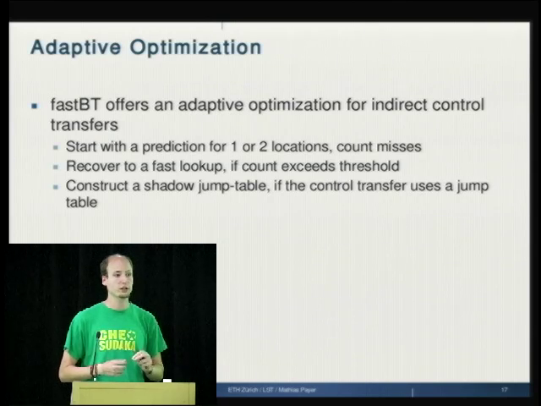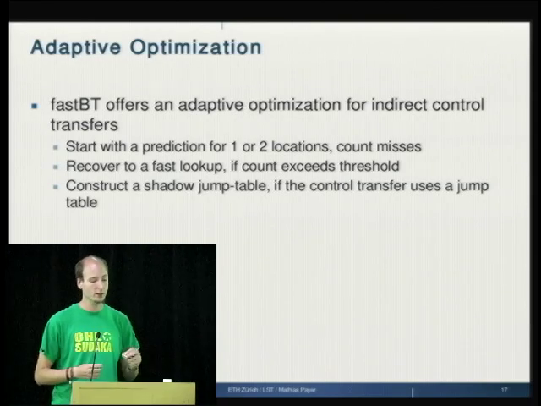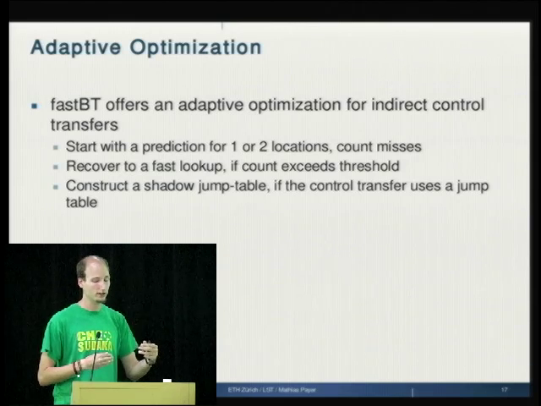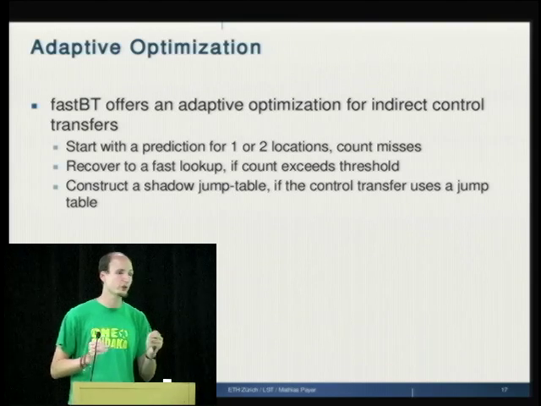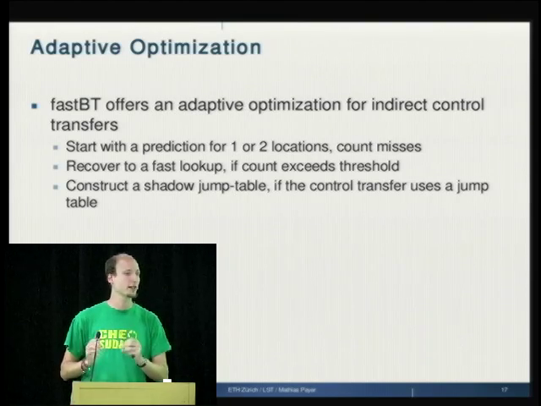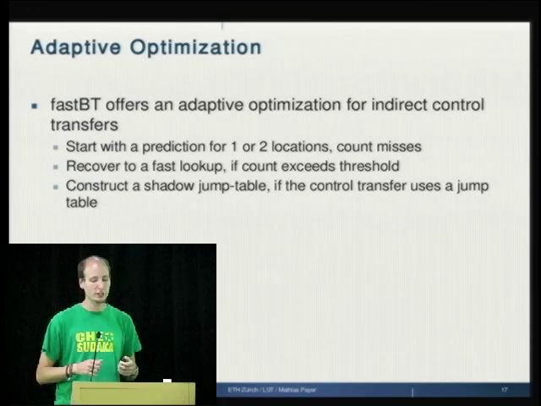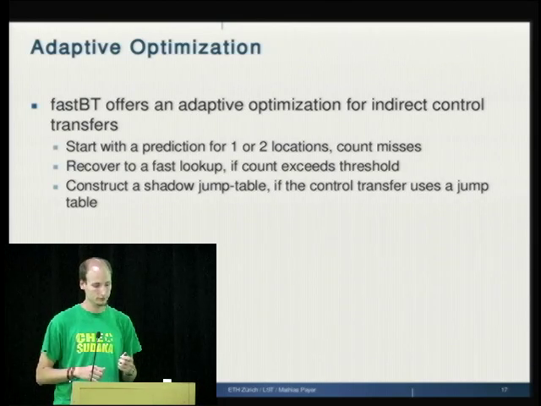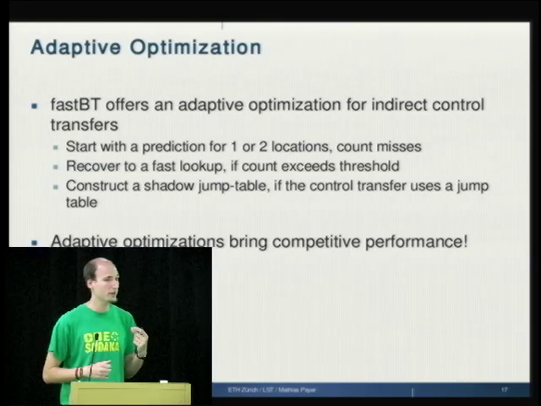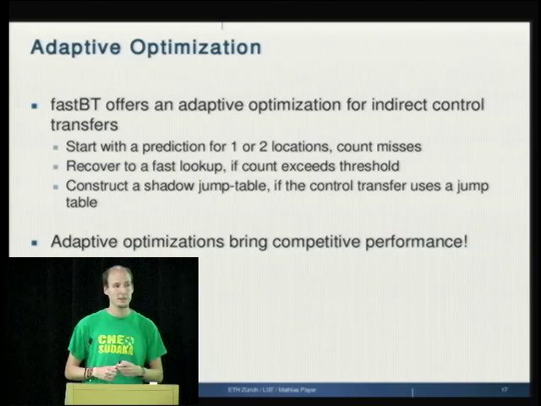We start with a prediction for 1 or 2 locations. Count the number of misses and mispredictions that we have for that optimization. If we reach a specific threshold, we recover to a fast lookup and rewrite the automatically generated code that is in the code cache. Or we construct the shadow jump table if the control transfer uses a jump table as well. So these adaptive optimizations are then able to bring competitive performance to a table-based translator.